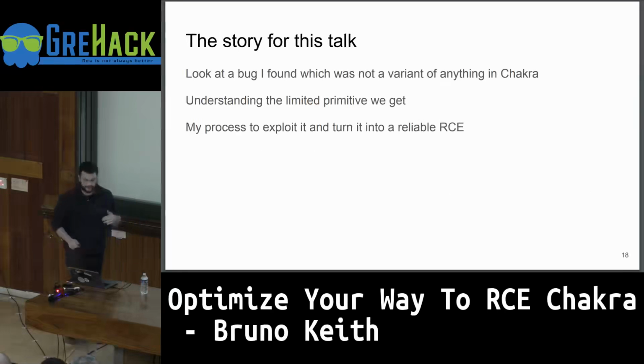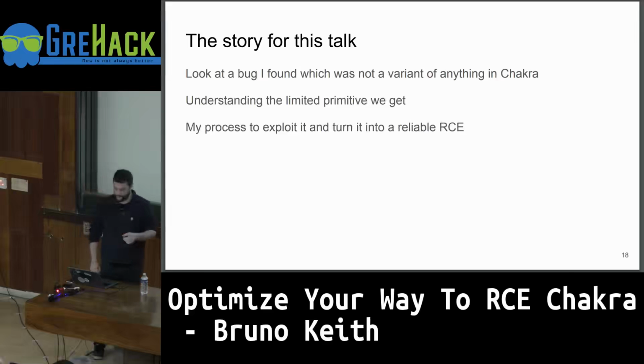So yeah, the story for this talk, basically, we're going to be looking at a bug I found, which was not a variant of anything in Chakra. We're going to be understanding the very limited primitive that we get, and then I'll be working through my process to exploit it and turn it into a very reliable remote code execution.